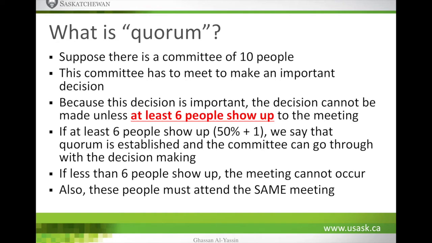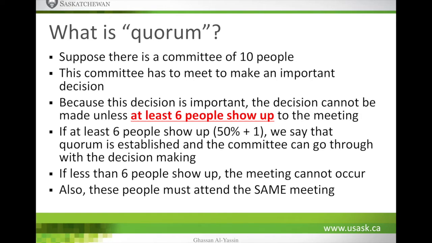What does the word quorum mean? Suppose there's a committee of 10 people and they need to meet to make a decision. For the meeting to happen, enough people have to show up so they can decide. We say that quorum needs to be established for the meeting to happen. So if the quorum is 50% plus 1, then 6 people must attend the meeting. Also, these people must obviously be in the same meeting to establish quorum.